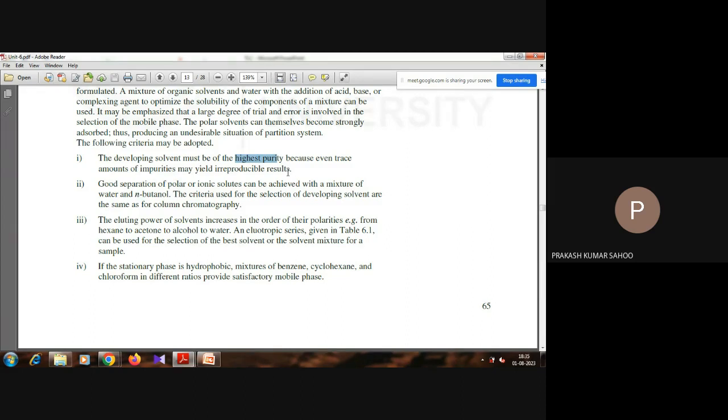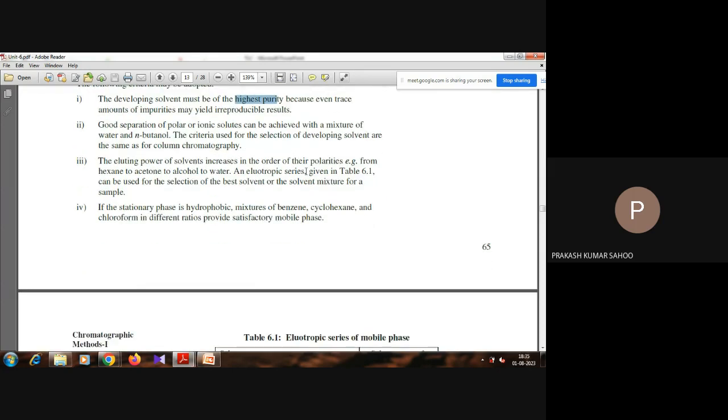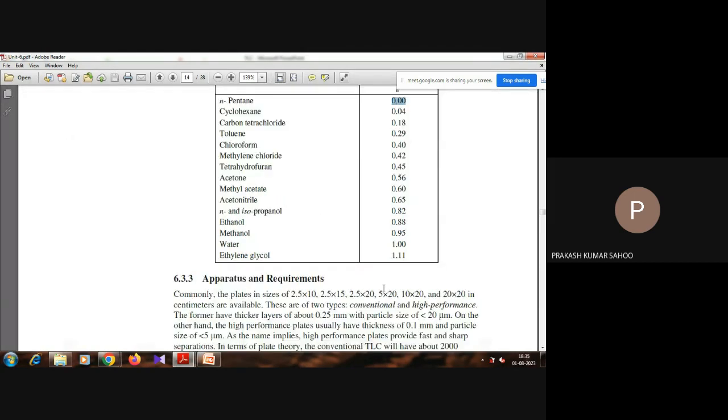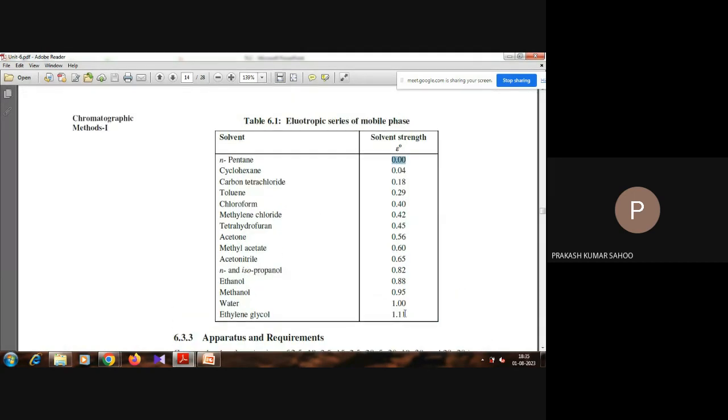An eluotropic series given in Table 6.1 can be used for the selection of the best solvent or solvent mixture for a sample. So let's look at Table 6.1. This is Table 6.1. This is the solvent strength, where n-pentane has a solvent strength of 0.0, followed by ethylene glycol having 1.1 solvent strength.